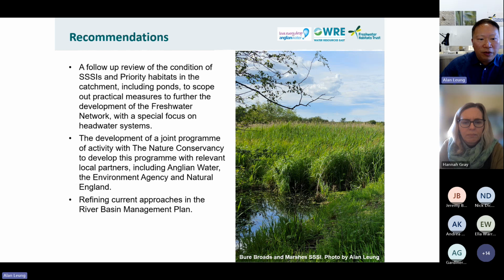Finally, we think that we can take a look at the overall catchment, to see whether we can do some refinement on our current approaches. Okay, I think that basically gives you an overview of this IFA analysis. So if you have any questions, please feel free to ask.